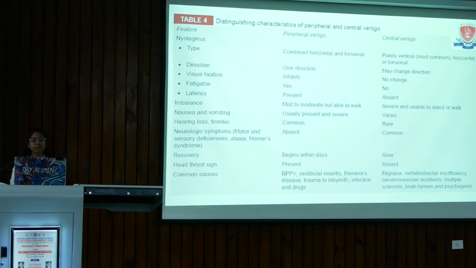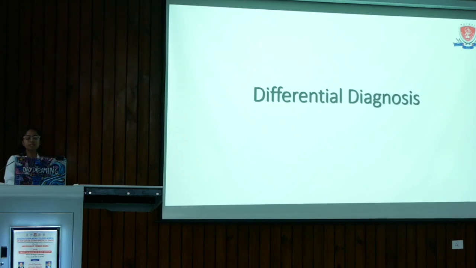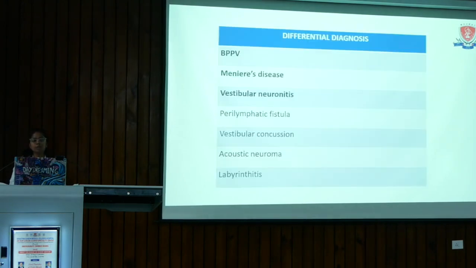The common causes of the peripheral vertigo include BPPV, vestibular neuritis, venous disease, trauma to the labyrinth, infections and drugs, whereas those of the central vertigo are migraine, vertebrobasilar insufficiency, cerebrovascular accidents, multiple sclerosis, brain tumors. Now, let's see what different differentials can be made for a patient presenting with the peripheral vertigo. BPPV, venous disease and vestibular neuronitis, these three are the most common that we see clinically. The other differentials that can be made include perilymphatic fistula, vestibular concussions, acoustic neuroma and labyrinthitis. The above three we shall be discussing in detail in the upcoming slides.